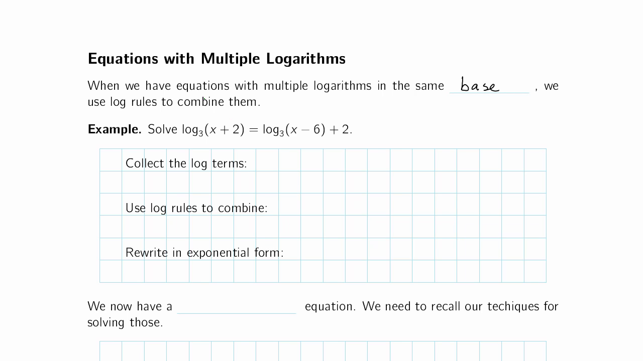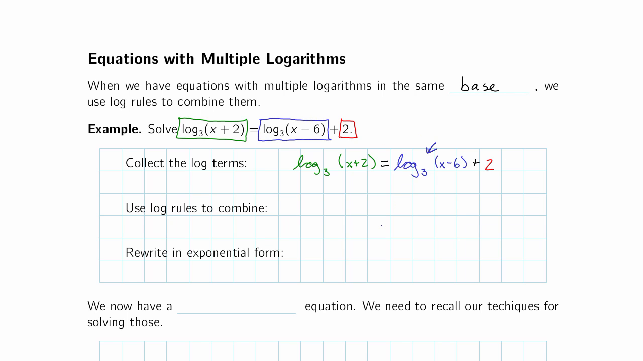So here I have one log term on the left, one log term on the right, and then a number. My first move is going to be to subtract this term from both sides. So now I have only log terms on the left and only numbers on the right.